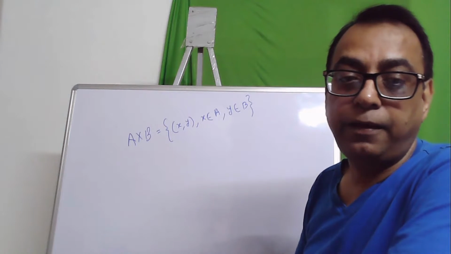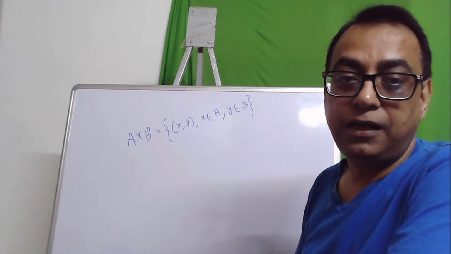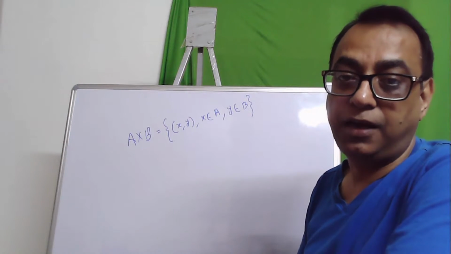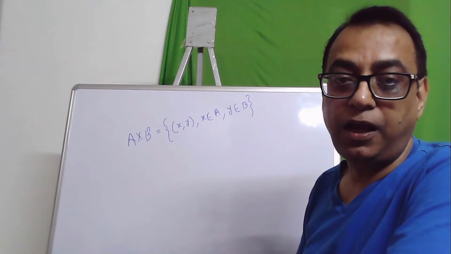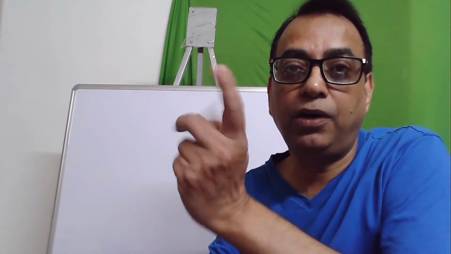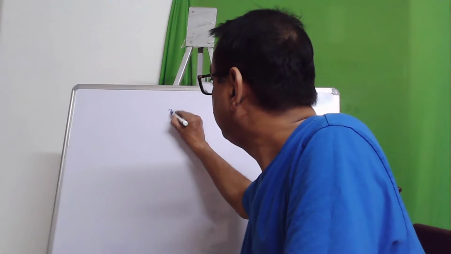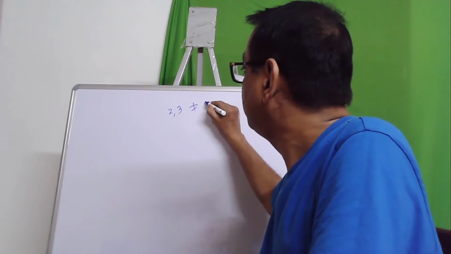We say that A cross B is the set of all (x, y) such that x belongs to A and y belongs to B. A couple of properties for the Cartesian product that we need to remember. Number 1 is that an ordered pair is the same only when the corresponding elements are the same. If corresponding elements are not the same, then the ordered pair is not the same. For example, in coordinate geometry, the point (2, 3) is not equal to the point (3, 2).